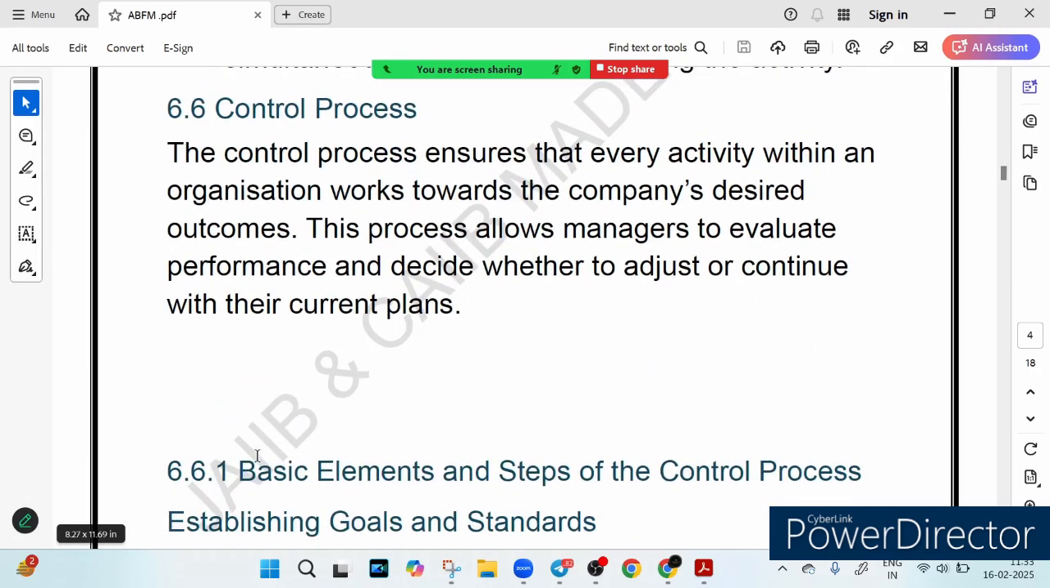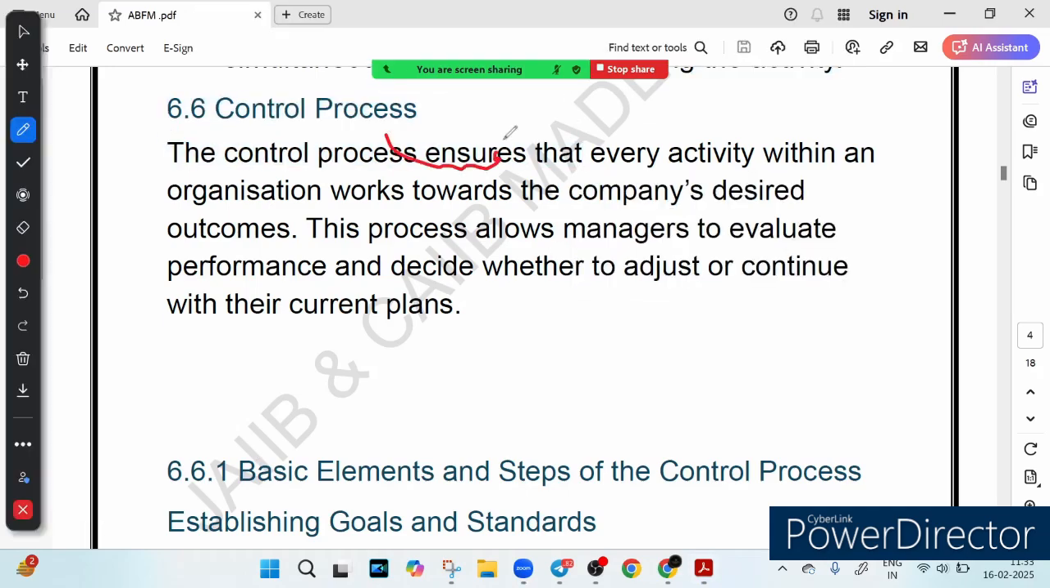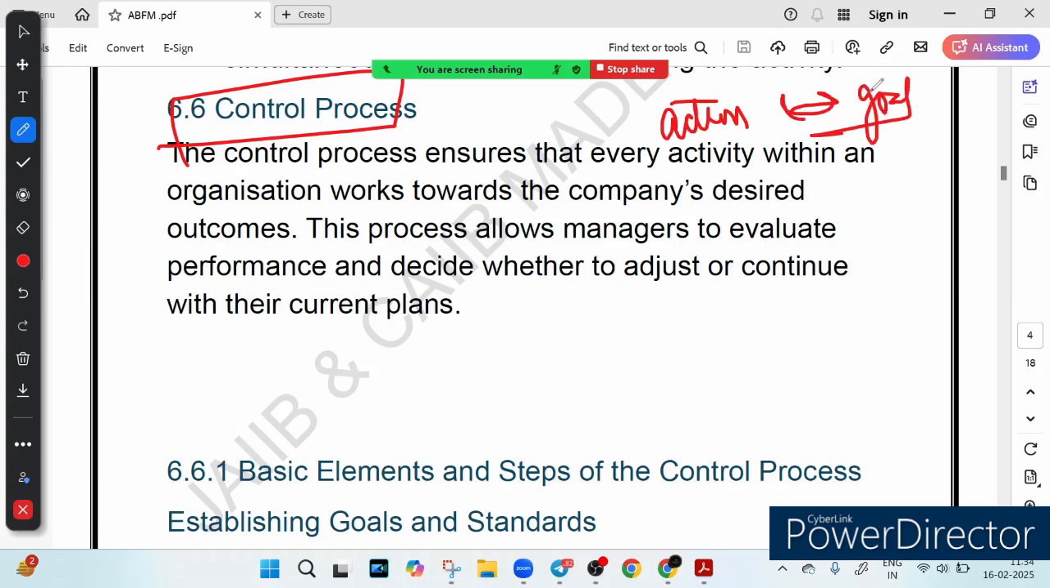Now let's talk about the control process, basically how it all works. Control is not just about finding mistakes, it is about ensuring every action aligns with the company goal. On one side we have action, and on the other side we have goal, right? You have to ensure that every action aligns with the goal. Managers constantly check performance, make decisions and adjust plans to keep everything on track.